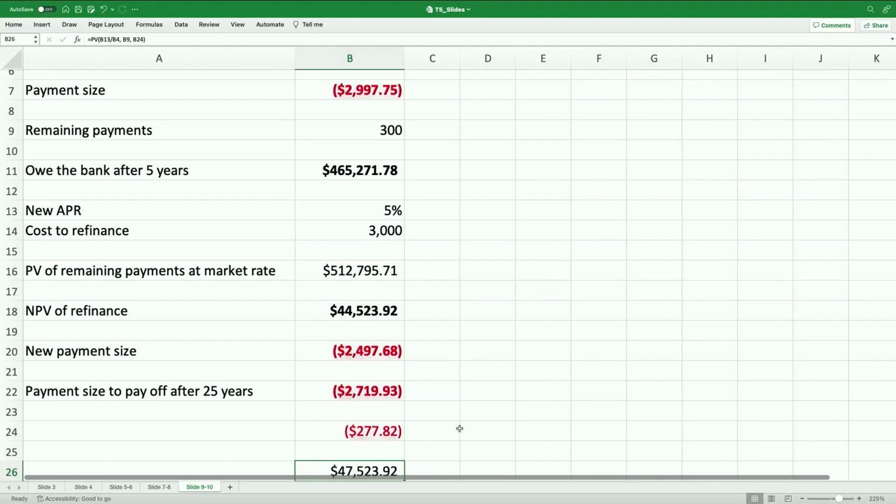All right. This was just extra work, so I will delete it. But this is our final answer. If we want to make the payments over 300 months rather than 360 months with the new bank, how much would we pay per month? $2,719.93.